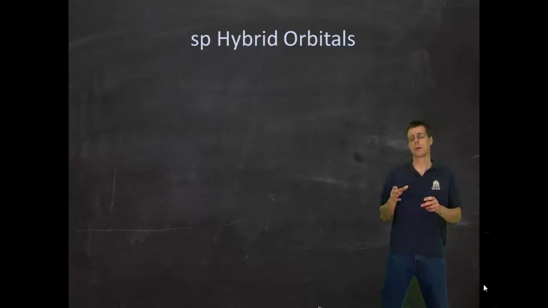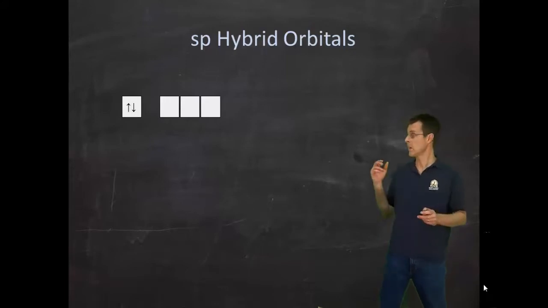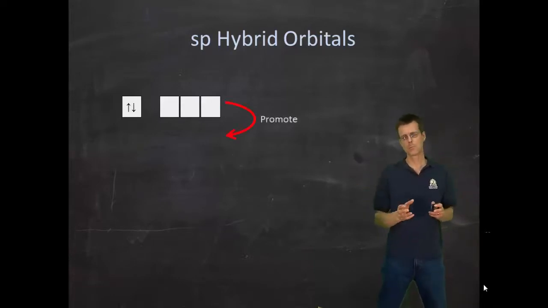And the first one we're going to look at is called an sp hybrid. It's not the most creative of names, but if you look at a system like this, where I've got 2 electrons in the s orbital, and I have empty but available p orbitals, then what could happen is that I'm going to promote one of those electrons.